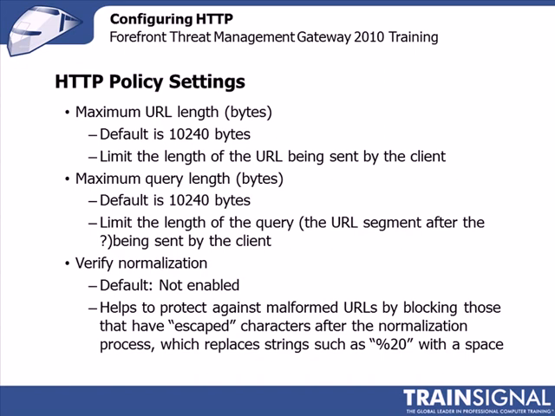When you select the verify normalization option, which is not enabled by default, it can help protect against what are called malformed URLs by blocking those that have escaped characters after the normalization process. The normalization process replaces strings such as %20 with a space. What happens is these queries are processed twice. If after the second pass there are still escaped characters, then the request will be blocked. But again, by default, this item is not enabled.